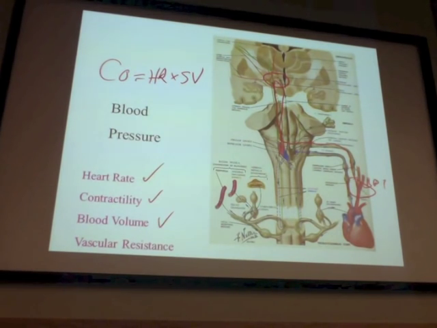And so the hypothalamus is involved in just about every bodily function that you can come up with. Any questions? Very, very important.